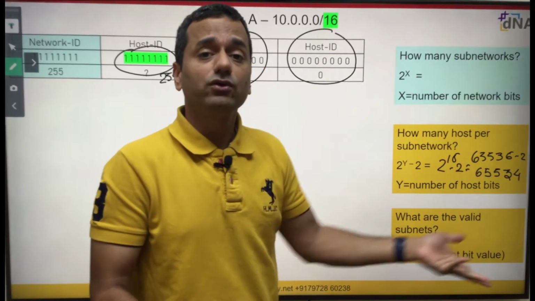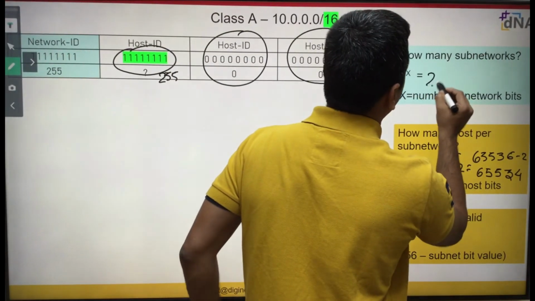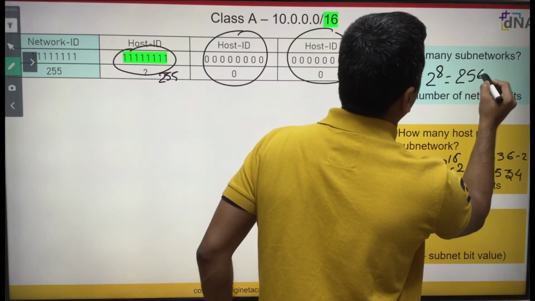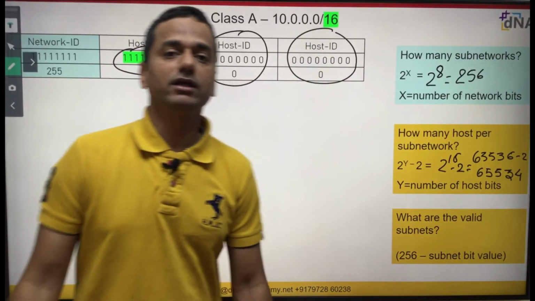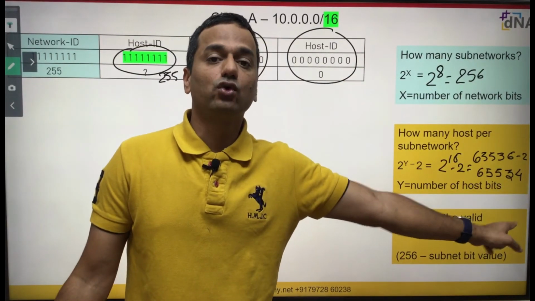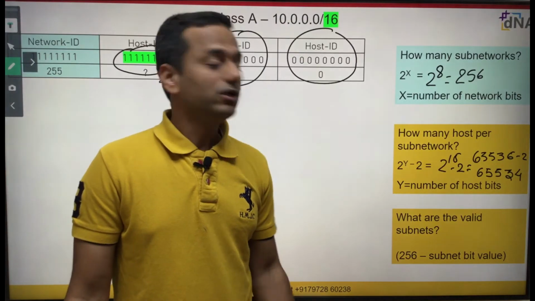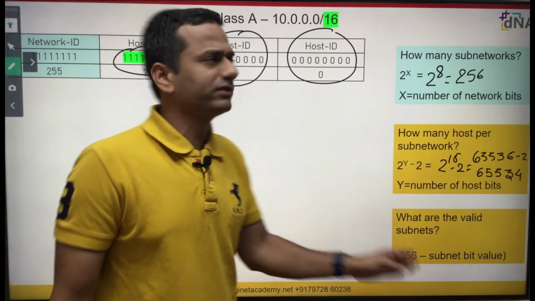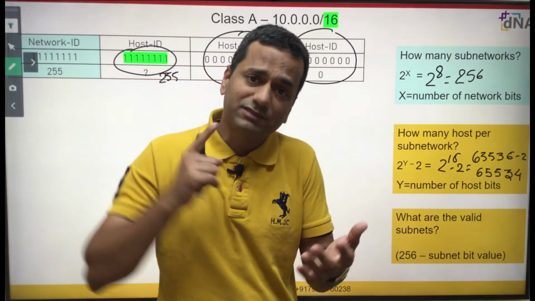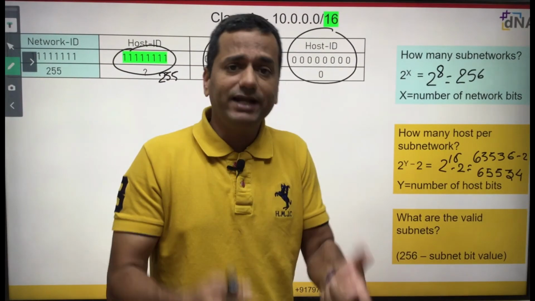So how many subnetworks are you getting? 2 raised to power 8, you forgot this, means 256 subnetworks you will get. 256 subnetworks, and in each subnetwork you will get 65534 hosts, right? So what are the valid subnets? Simple, 256 minus 255. Guys, refer to my class C video as well as the class B subnetting video. You will get an idea, right?